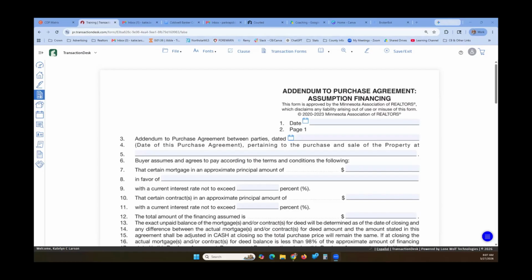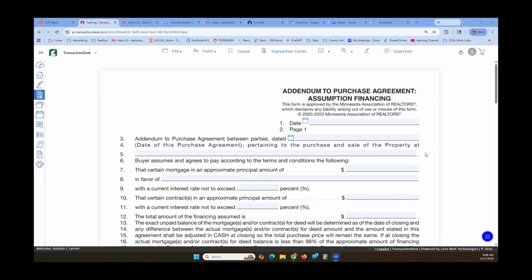Now, there's lots of ins and outs with assumption financing and how all that works, but it is becoming more popular in our markets because of the very low interest rates and because of sellers who are needing to sell. They can't hold on to those wonderful interest rates. So when you have a buyer who's looking to assume the seller's current mortgage on the property, this is the addendum that you use when you are asking for that in the purchase agreement.